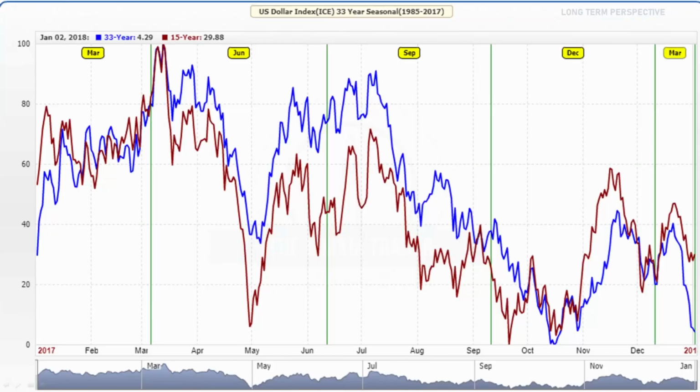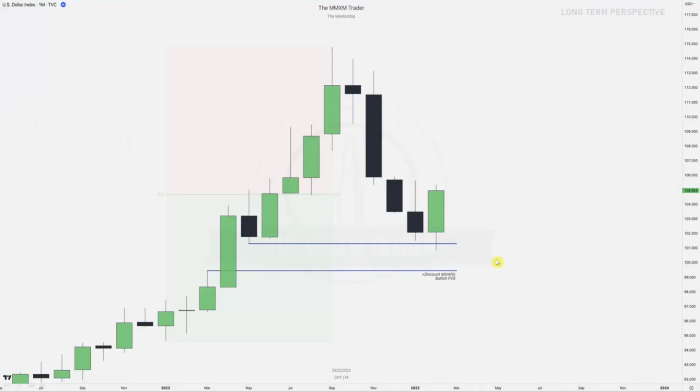So over here we've got a seasonal tendency chart for the US dollar index, and let's focus on January and February, right? Over here we can see they're pretty bullish, right? So we have those lines going up. We have the 33-year line, we've got the 15-year line, and then January and February looking pretty bullish, right? So here we have a US dollar index chart on the monthly. We've got this monthly fair value gap being hit, right? Discount monthly fair value gap. And let's look at how that forms.